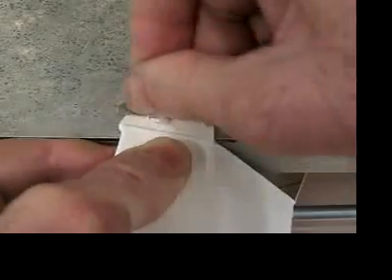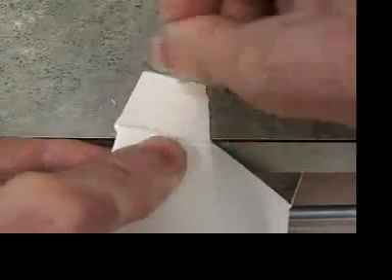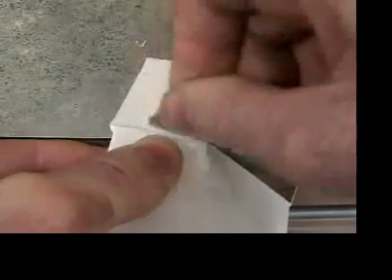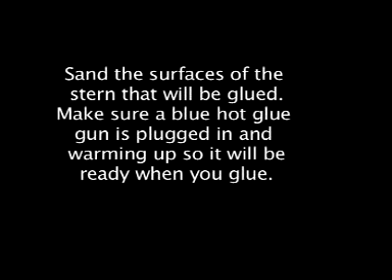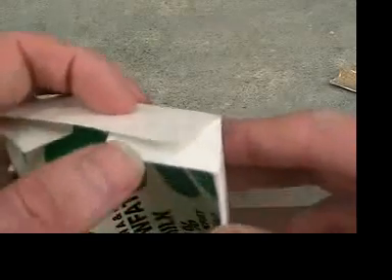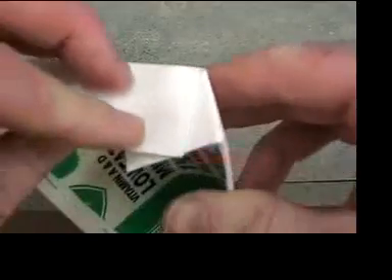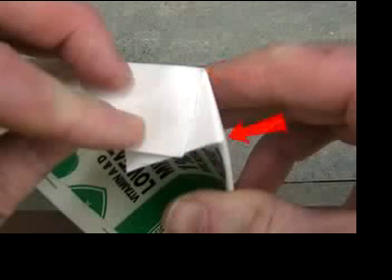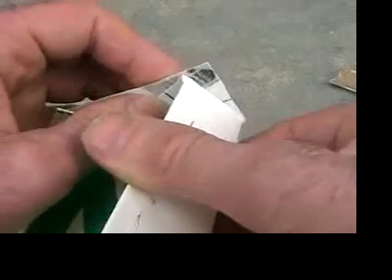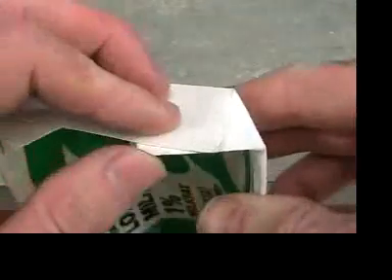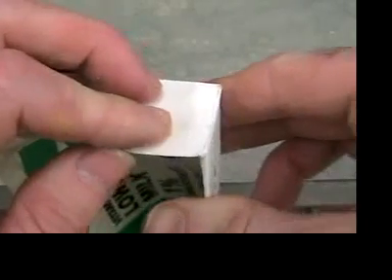It's easier to sand the flaps if you can somehow back them up against something solid. When you actually glue, make sure that the edge of the stern lines up with the side of the boat. Not like this, and not like this, but just even. Like this.